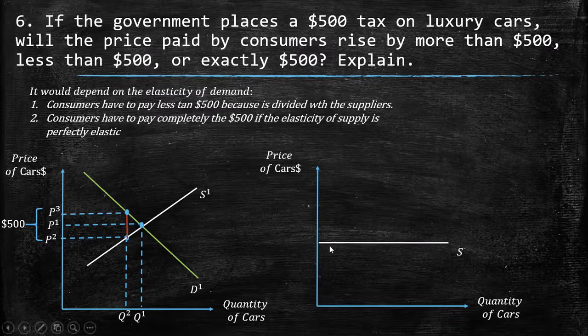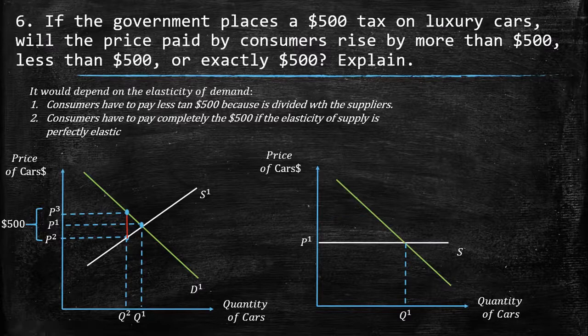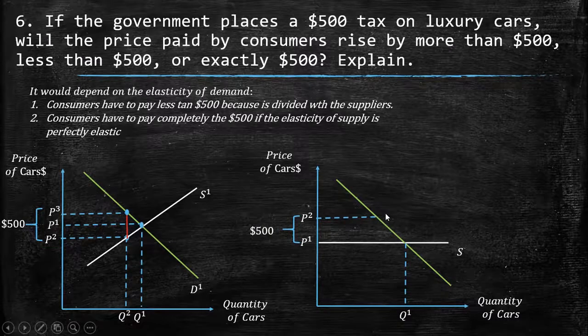The other case is a perfectly inelastic supply. Here we have the demand, the initial equilibrium condition, and the price difference of $500. In this case, the sellers are just going to receive P1 and these quantities, but the consumers are charged the tax, and because of the elasticity, they have to pay all the tax. Okay, I hope it has worked.